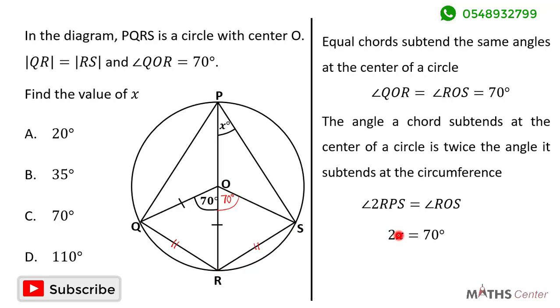So we have 2 times X, which is 2X, is equal to 70 degrees. To get X, I'll divide both sides by 2. So X will be equal to 70 degrees divided by 2, and that will give us 35 degrees. So the value of X in this diagram is 35 degrees. When we look through the options given to us, we can see that the correct option is B.